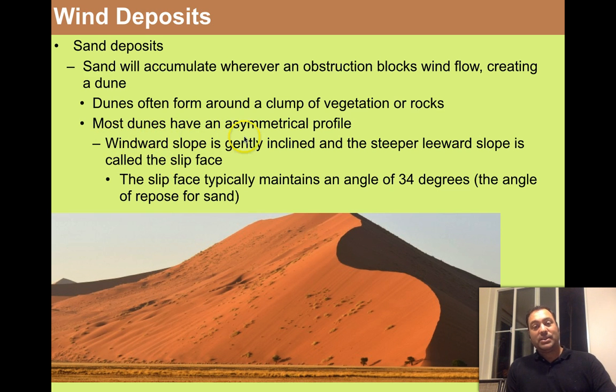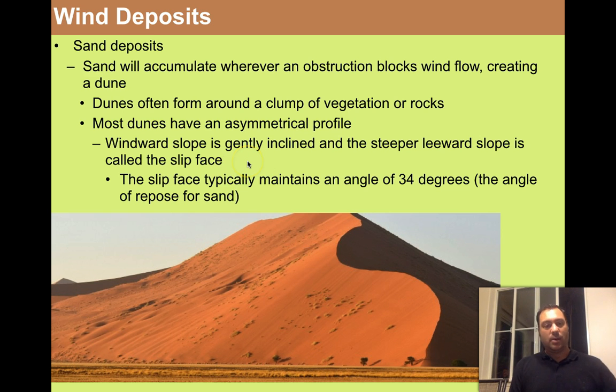Most dunes have an asymmetrical profile, right? You have a run-up zone on one side and a fall-off zone on the other. So if the wind is coming up this way, it's dropping off on this side here. So the windward slope is gently inclined, and then there's the steeper leeward slope, right? This is the far side. We talked about lee a little bit earlier in this lecture. The leeward slope is called the slip face.